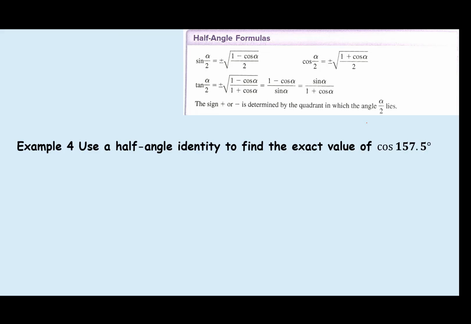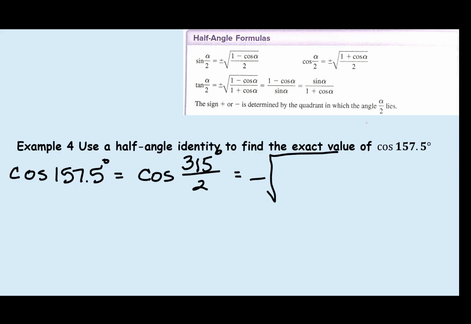So looking at an example. Use a half angle identity to find the exact value of cosine 157.5. Well, you would imagine that 157.5 is half of an angle that you actually know. And if you multiply 157.5 by 2, you get 315. So you can write this as cosine 315 over 2. So now you have a half angle, you have an alpha over 2, and you can use one of these identities. So cosine 315 over 2, if you use that cosine identity up there, you're going to have plus or minus the square root of 1 plus cosine 315, over 2.